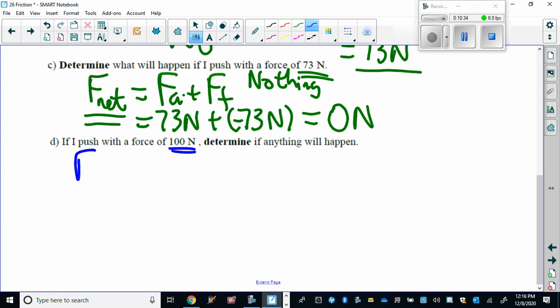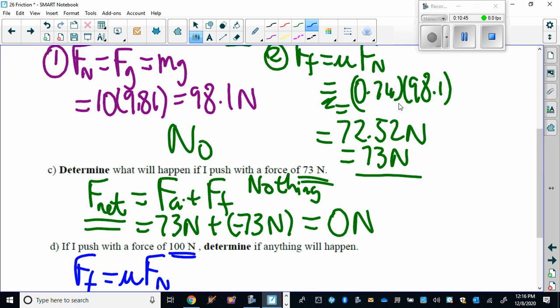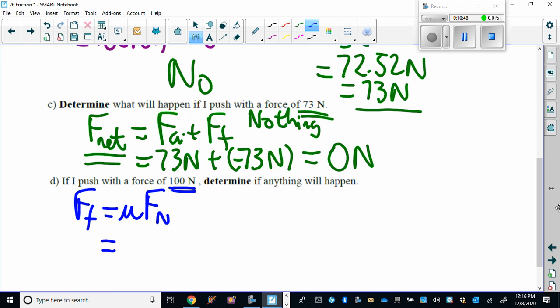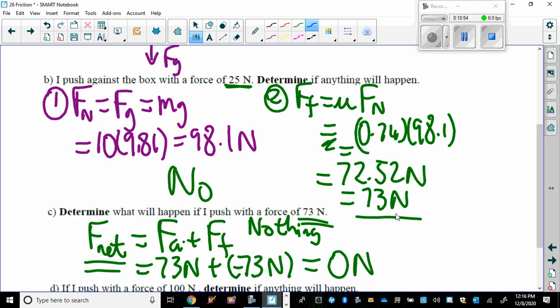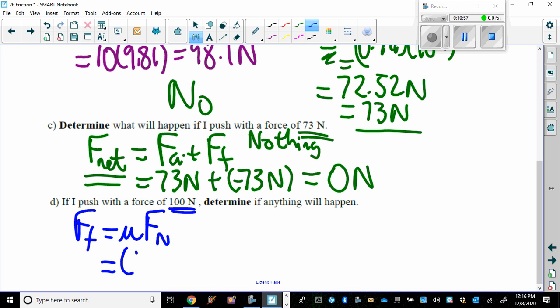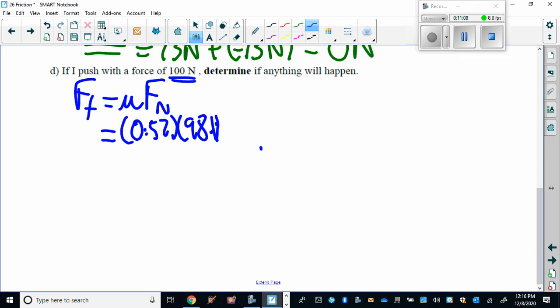So for example, the force of friction equals mu times Fn. Well, if it's moving, then the 0.74 up here no longer applies. We have to go back to our kinetic, and we're going to have to use 0.57 instead. So we have to recalculate the force of friction. What was the normal force? 98.1. And that's going to give us 56 newtons.